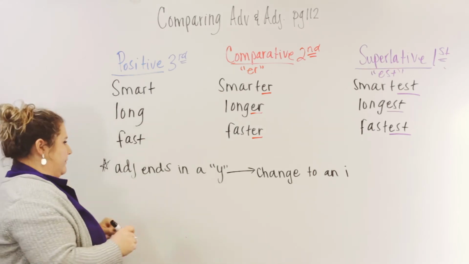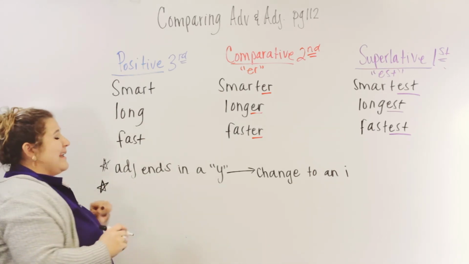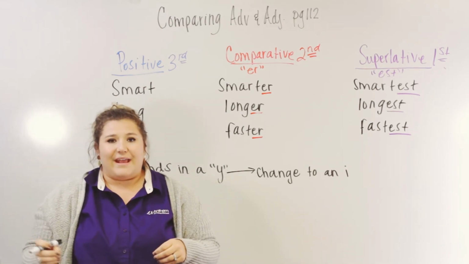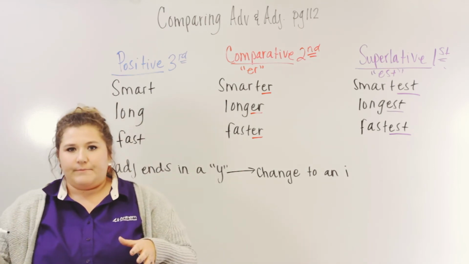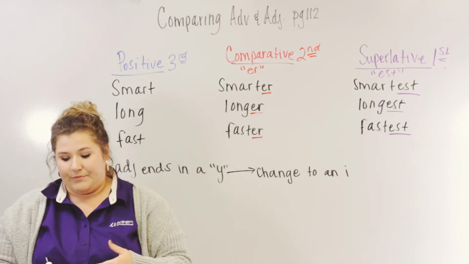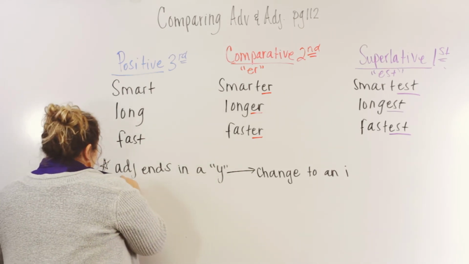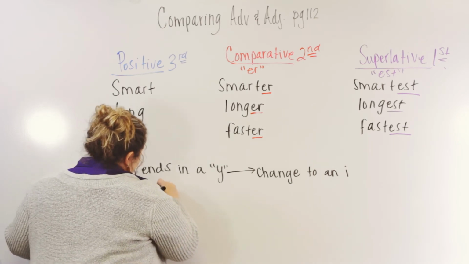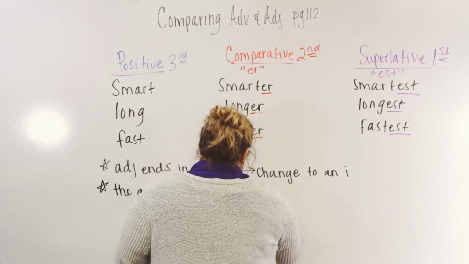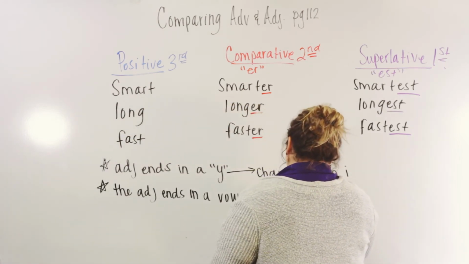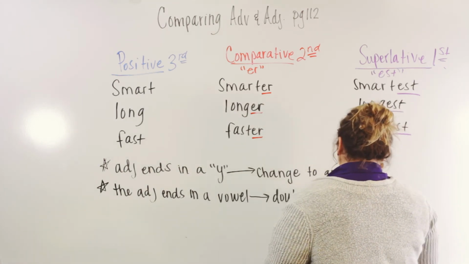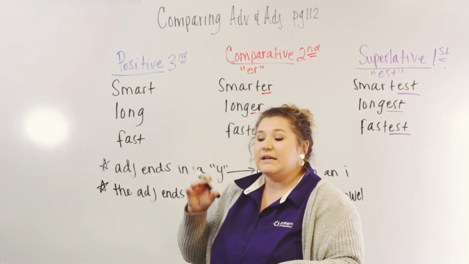All right, also, if an adjective ends in a consonant, like D for dog, you need to double that consonant and add it again, okay? So if the adjective ends in a consonant, you need to double that consonant. Okay, so D becomes DD.